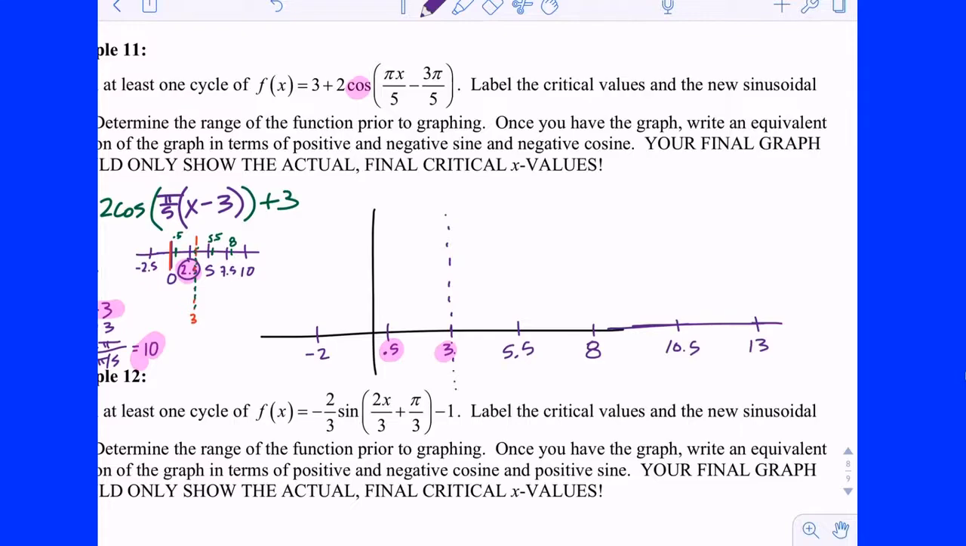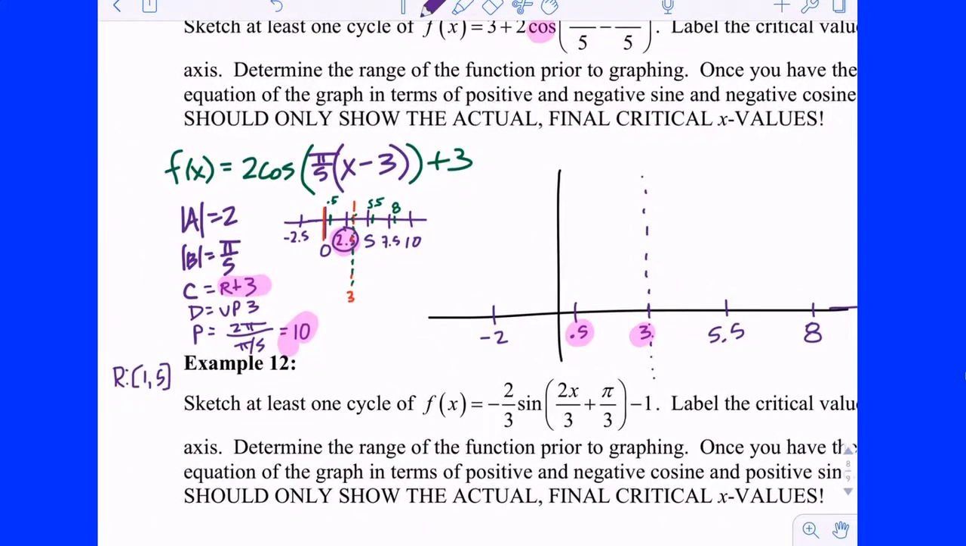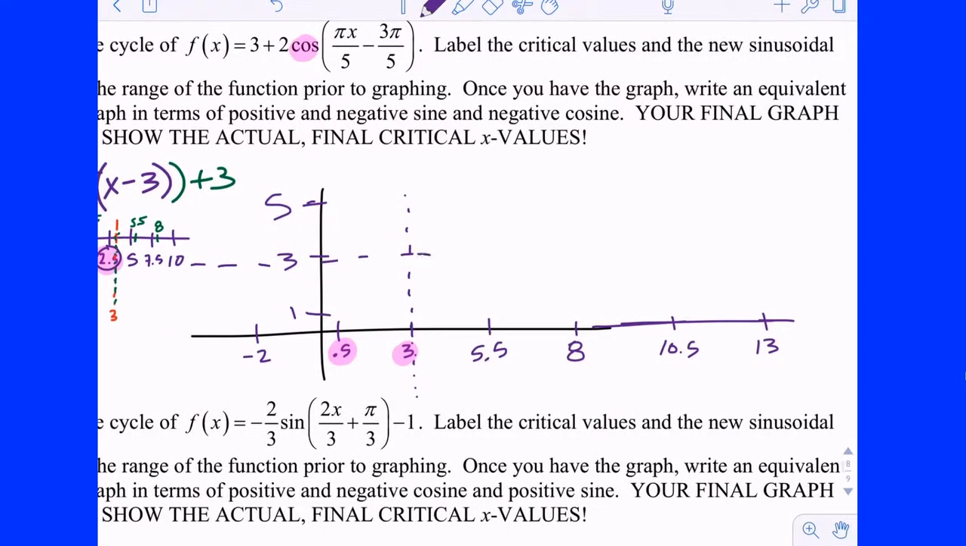Is 0, the y-axis, a critical value now? It is not. Now the vertical axis is still going to be easy. It's going from 1 up here to 5. The midpoint is 3. That's easy. Or not as fun if you want to think about it that way.